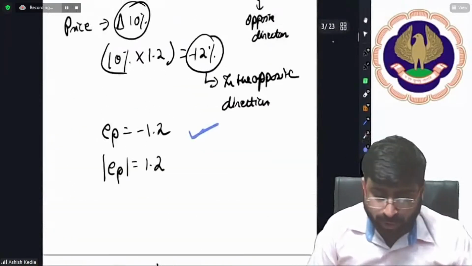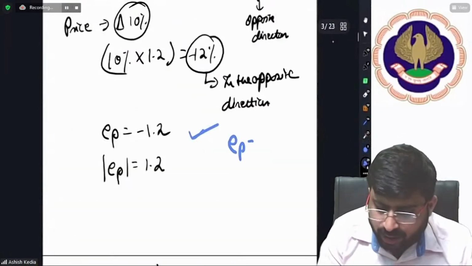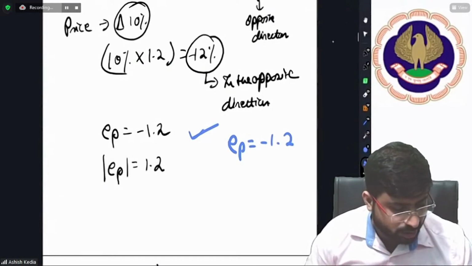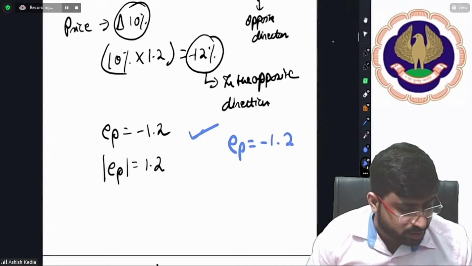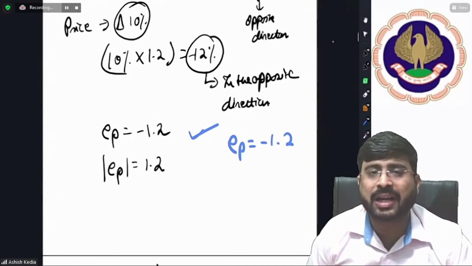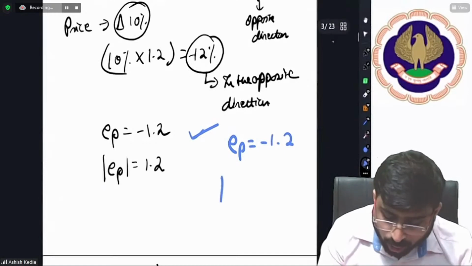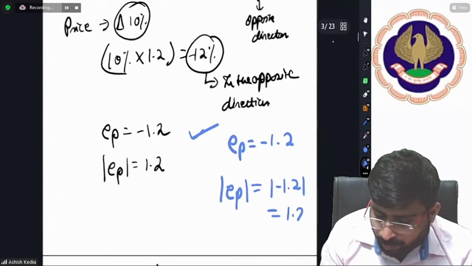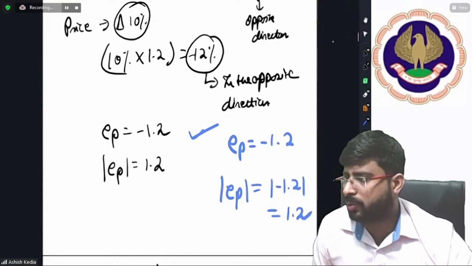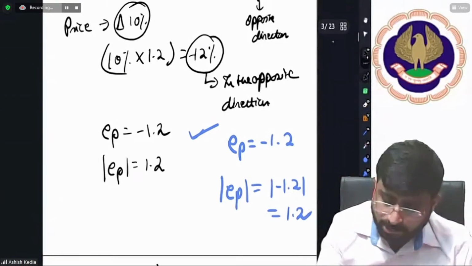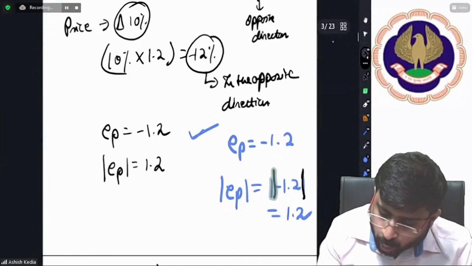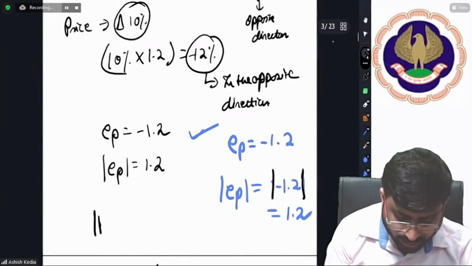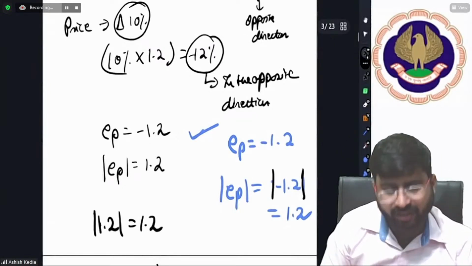So what I was telling you is, yes, we got the value of minus 1.2. That's correct. But for the sake of presentation, whenever we write elasticity, we present it in modulus. What does modulus do? It converts a negative value into a positive value. What if the value is already positive? It will still remain positive.